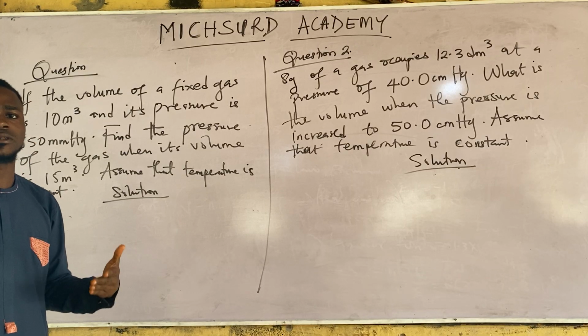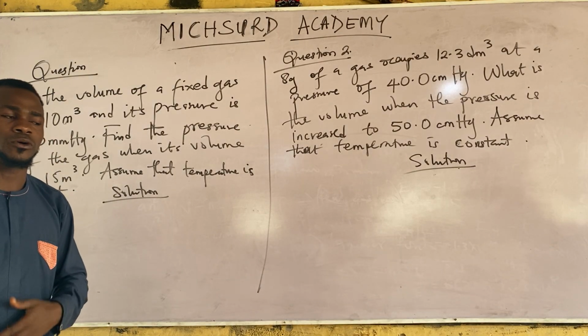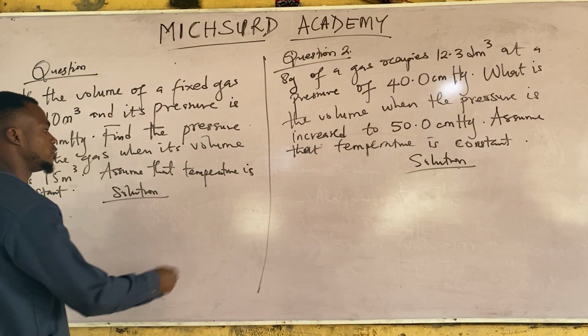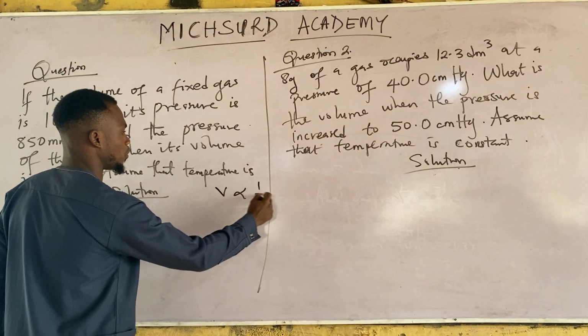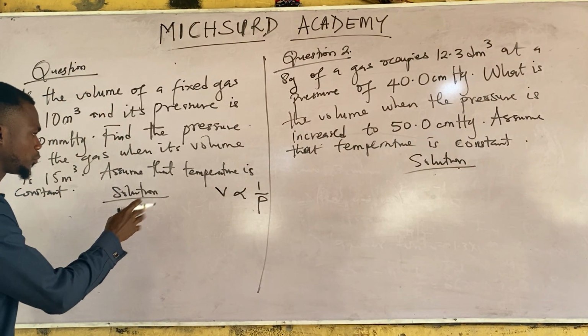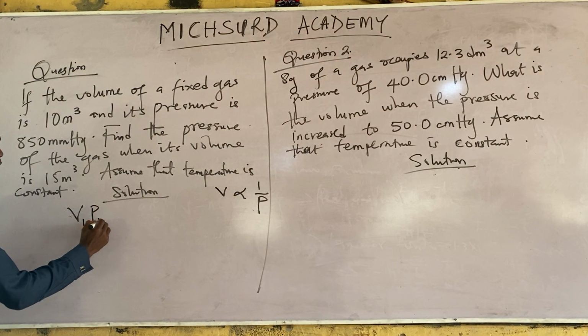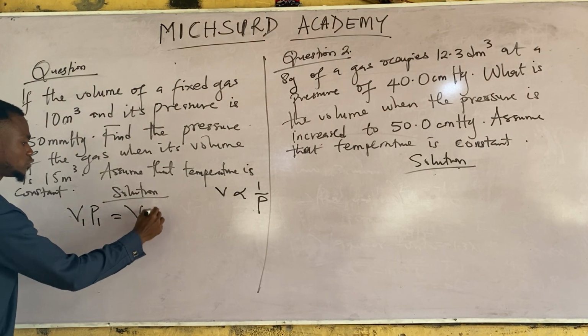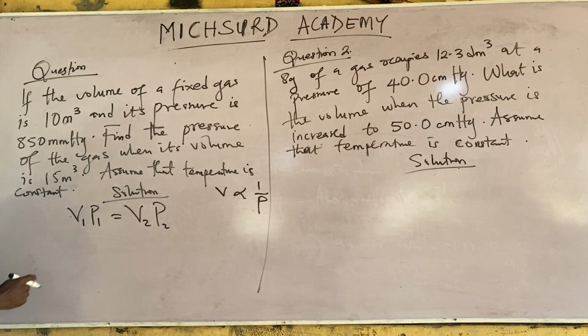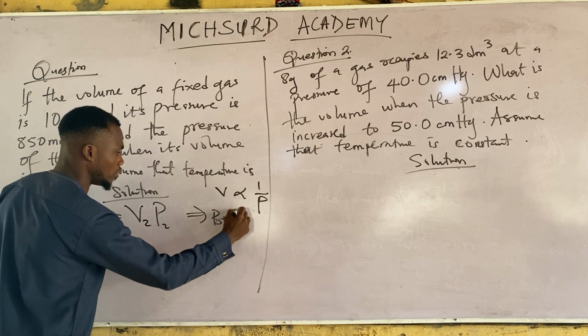law, Boyle's law tells us the relationship between volume and pressure. So we have that the volume is inversely proportional to the pressure. In that class we were able to prove that for different states we have V1 P1 equal to V2 P2. So this is what we call Boyle's law.